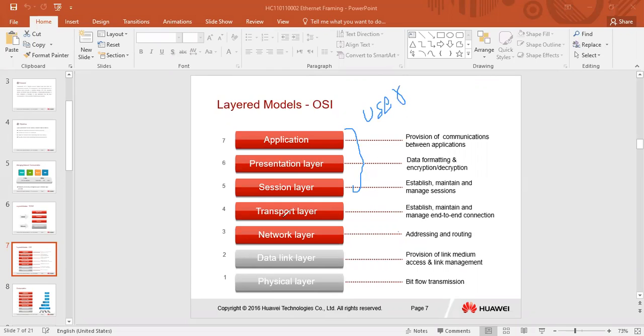These three layers are called the user supported layers, while these three layers are called the network supported layers. What is the transport layer? The transport layer is the interface between the user supported layers and the network supported layers. Okay, understand?